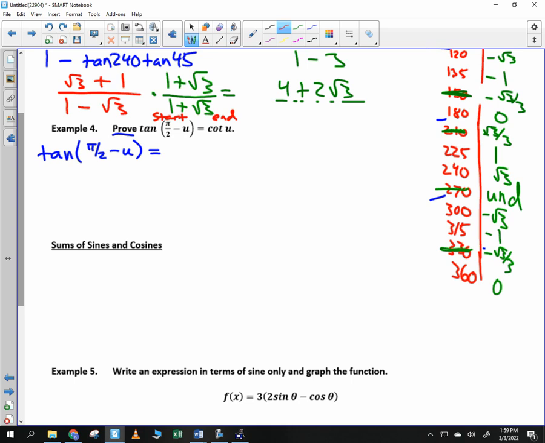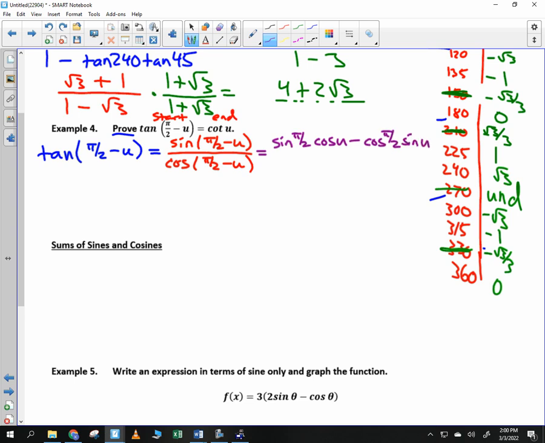But I know something else about tangent. Tangent is the same thing as sine divided by... So let's do that. Let's do sine of pi over 2 minus u divided by cosine of pi over 2 minus u. I now could expand that, right? And when we expand it, what are you going to get on the top? Sine of pi over 2 times cosine of u. Good. Then? Good. Sine of pi over 2 times cosine of u minus cosine of pi over 2 times sine of u. And then what's on the bottom?